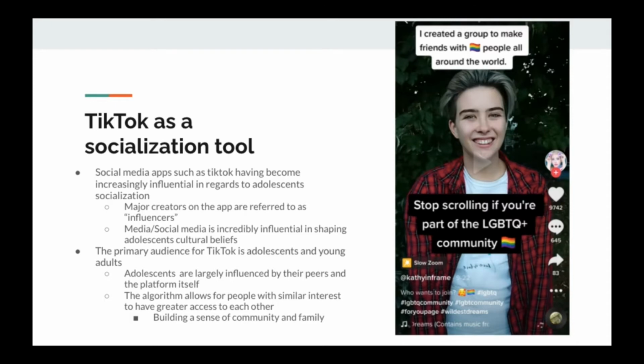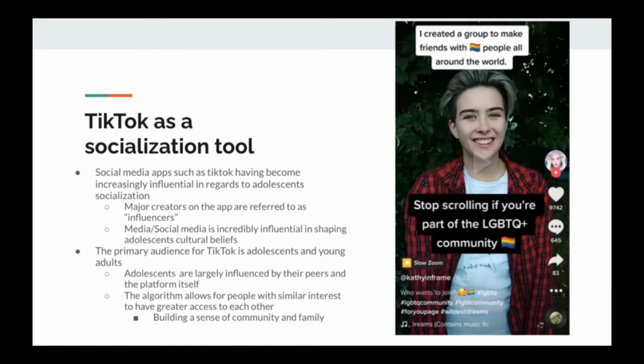The primary audience for TikTok is adolescents and young adults, although we do see the influence of adults on TikTok. When it comes to the LGBTQ community, we see this as adults providing advice and support for LGBTQ youth because they have already experienced many of the struggles, so they themselves hope to support the young people in a way that they may not have received in their own journey.